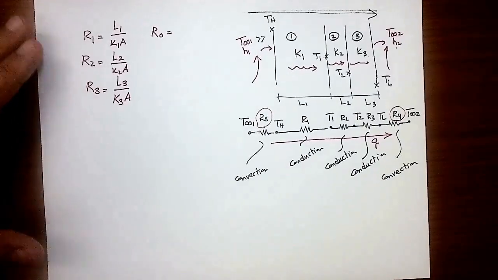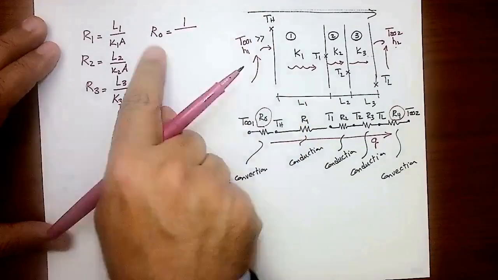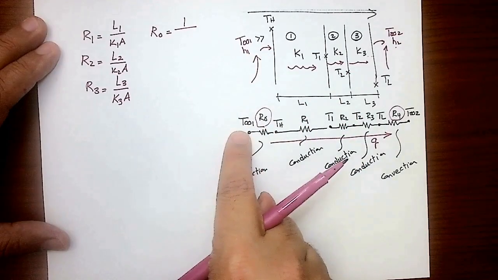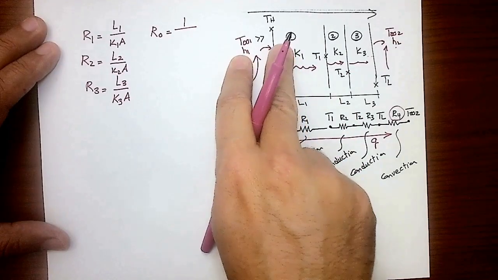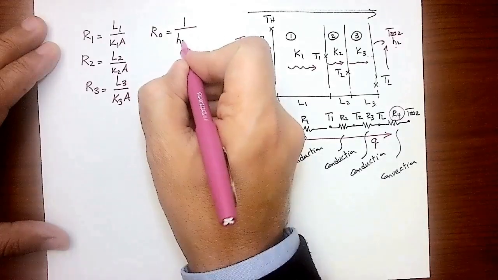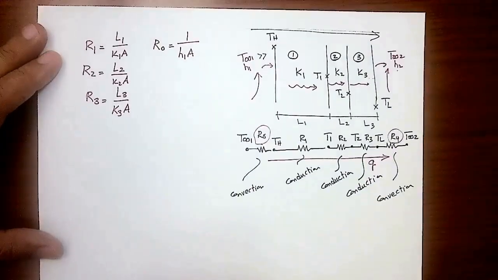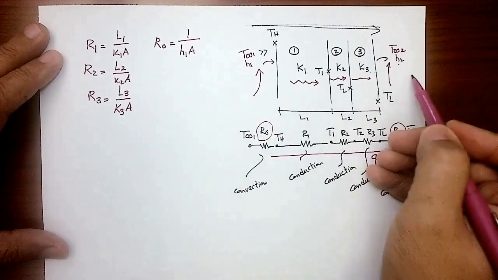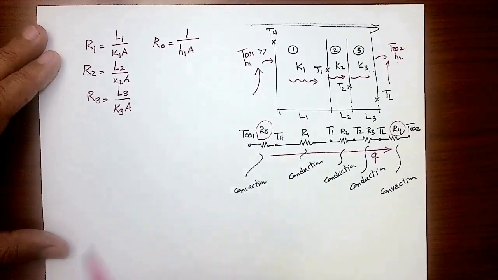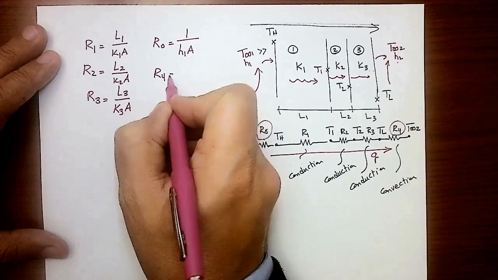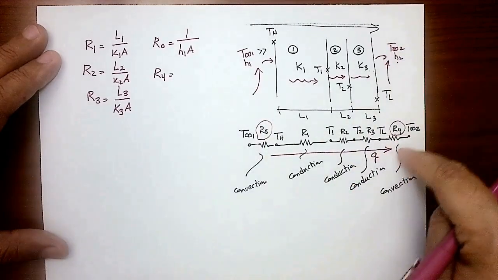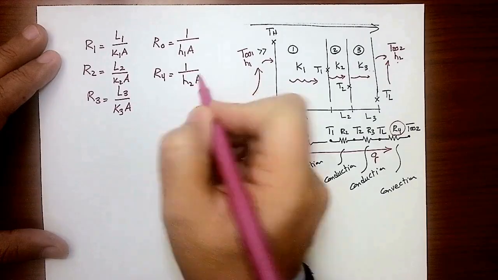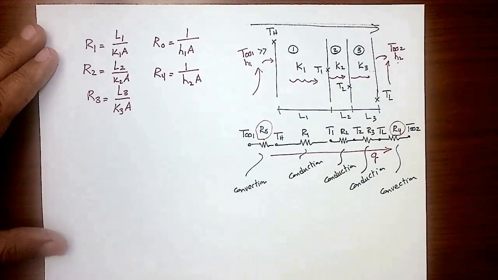Okay, so R node will be 1 over H1 times A. It's happening on the surface here. That's between T infinity 1 and TH. Between these two, I have H1 here. And again, the area will be the same. The area exposed to the fluid is going to be the same as the area perpendicular to the Q. It's not going to change here. Then R4, in this case, would be the one on this side of the wall. So it's going to be 1 over H2 times A. Now I have all the resistances.